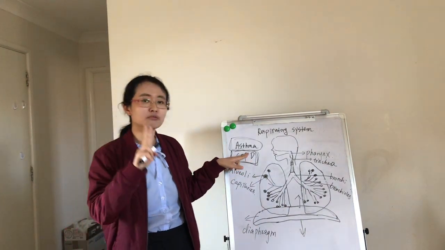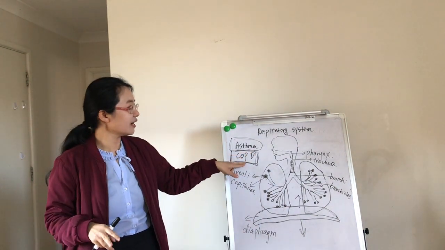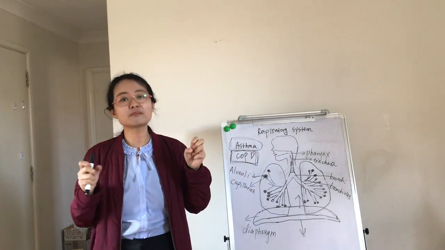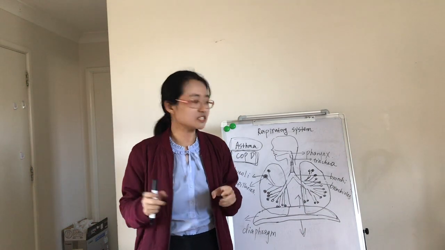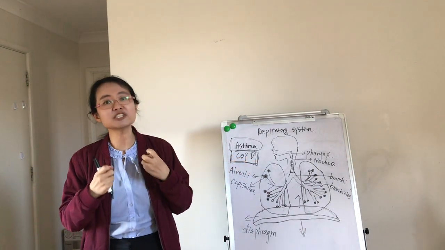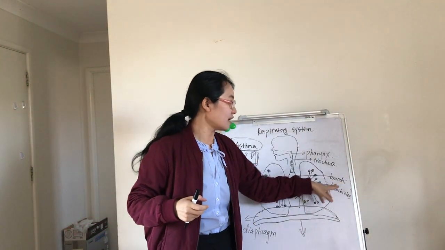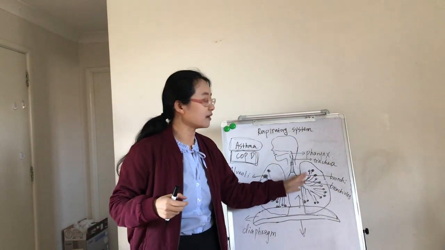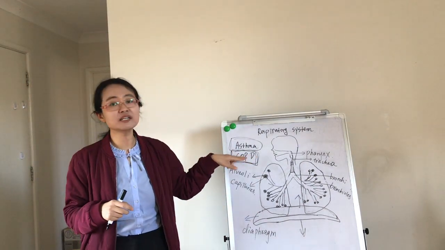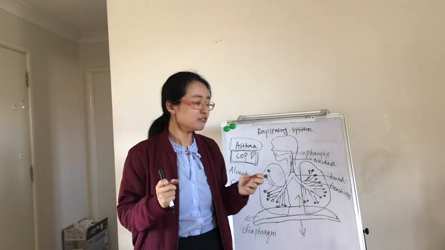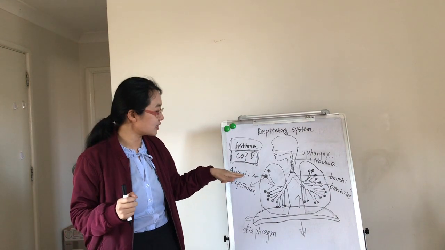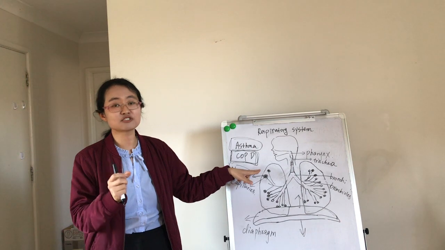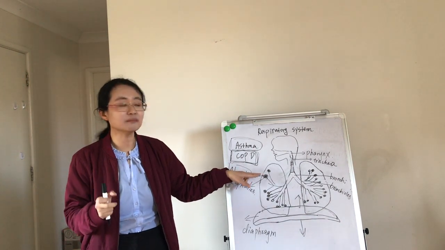There are two main types of COPD. One type is called bronchitis. Now, bronchitis is the inflammation of the bronchi and bronchioles. It's a chronic inflammation of the bronchi. Another type of COPD is called emphysema. Emphysema is related to the damage of the alveoli. So when the alveoli are damaged or destroyed, it is called emphysema.